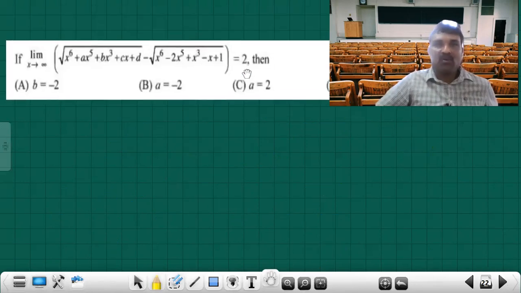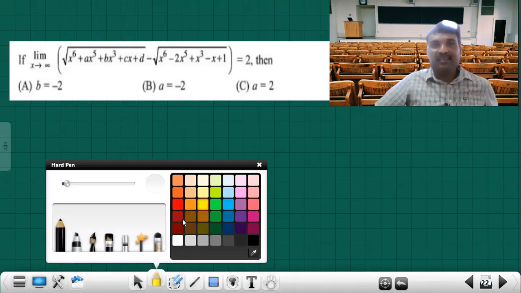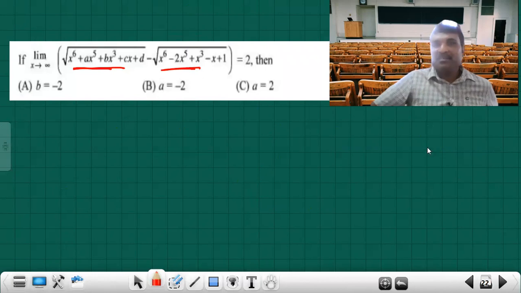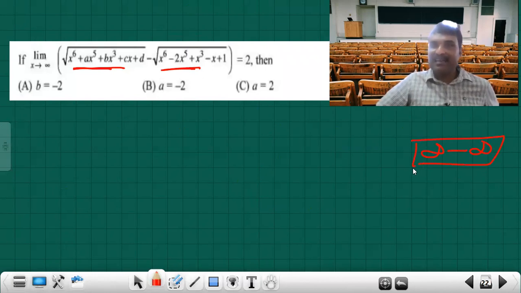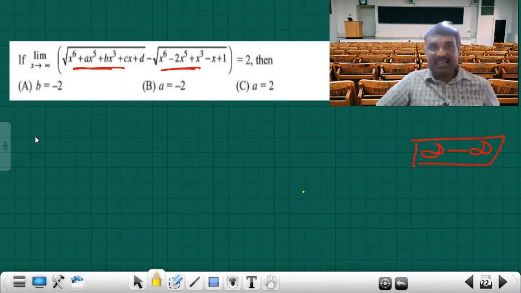Now look at this problem. Limit x tends to infinity, right? Here, this is a polynomial inside a square root, and here also a square root. So this is of the form infinity minus infinity. This is an indeterminate form. So first we have to factorize this. Not factorize, we have to rationalize this. Rationalizing this limit as x tends to infinity.